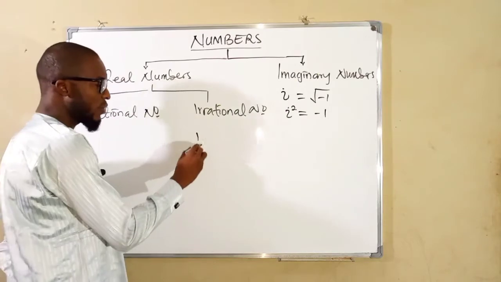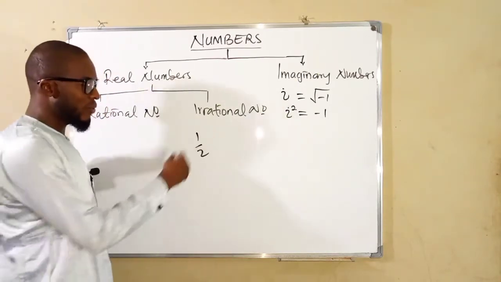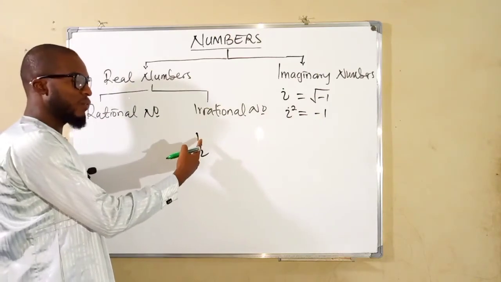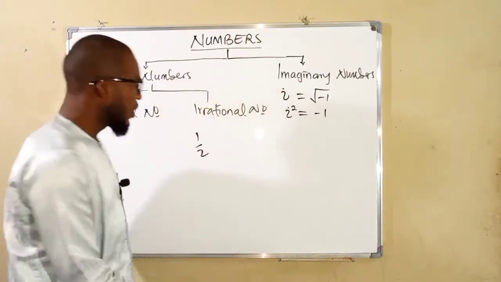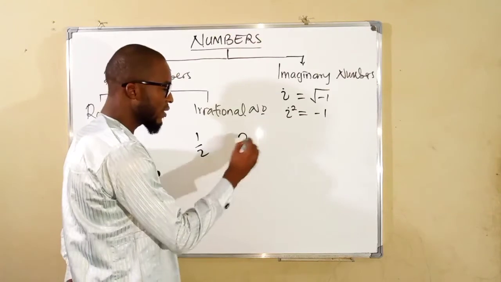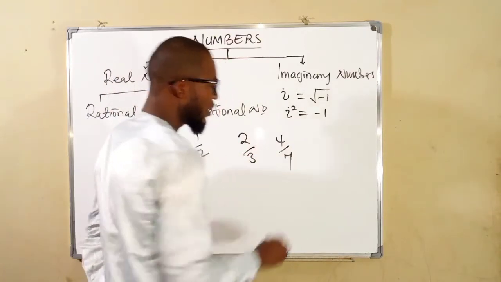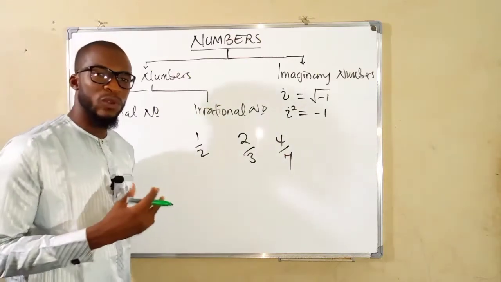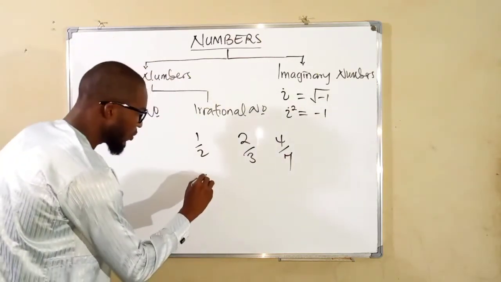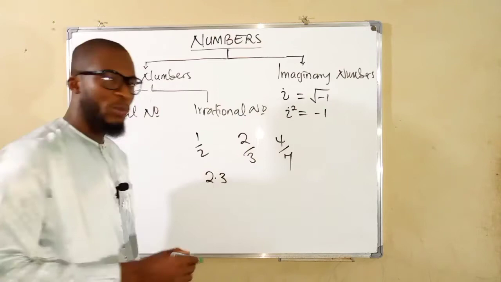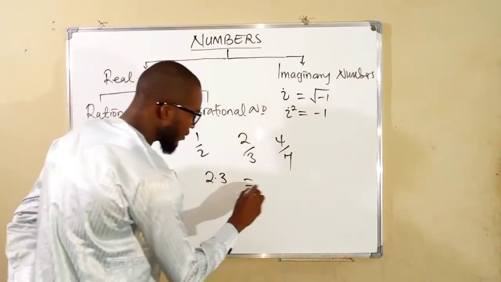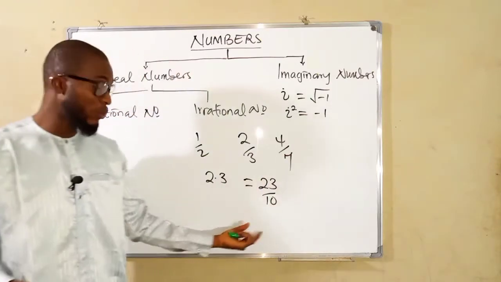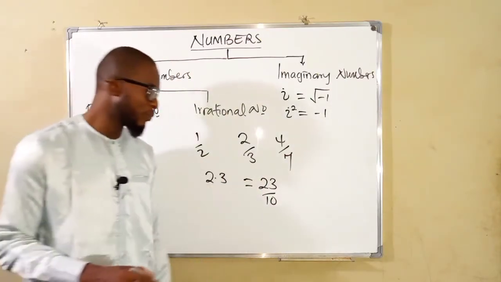ordinary fractions like 1 over 2. 1 over 2 is a fraction. It's also rational because it is expressed as a ratio of 1 and 2. 2 over 3, 4 over 7, they're all rational numbers. Another form of rational numbers is when we have decimal numbers like 2.3. 2.3 can also be expressed as 23 over 10. You can see, because 23 divided by 10 will give us 2.3.